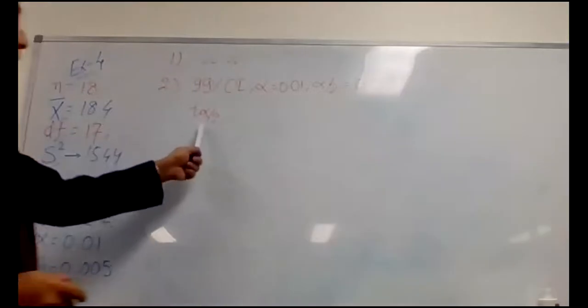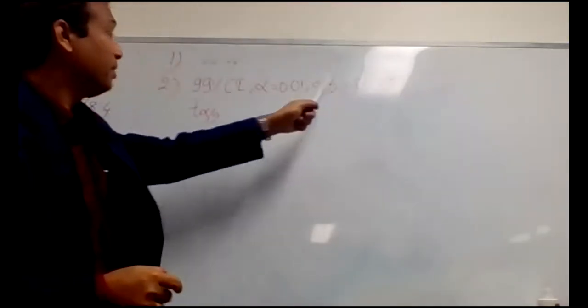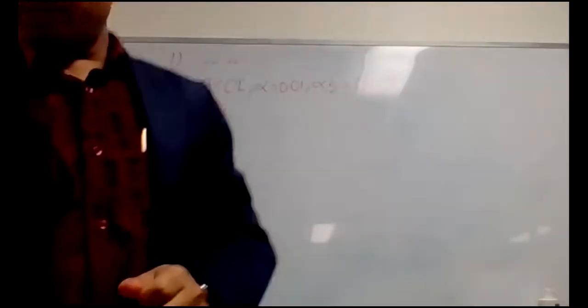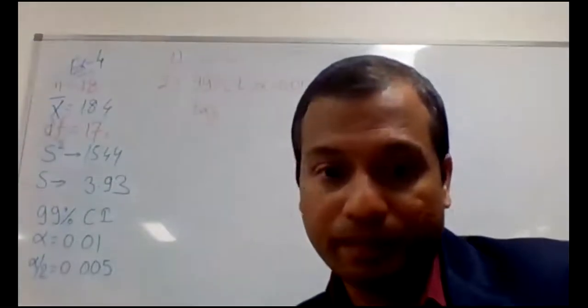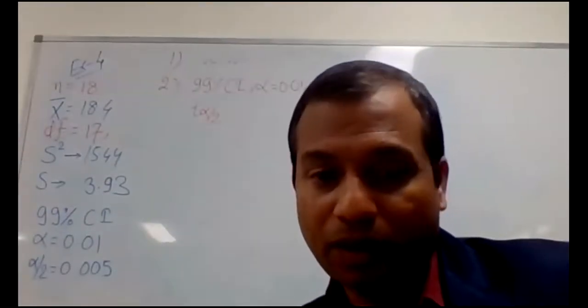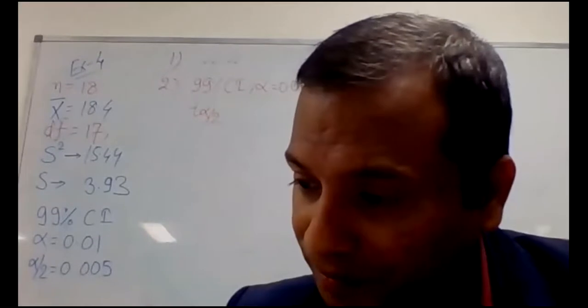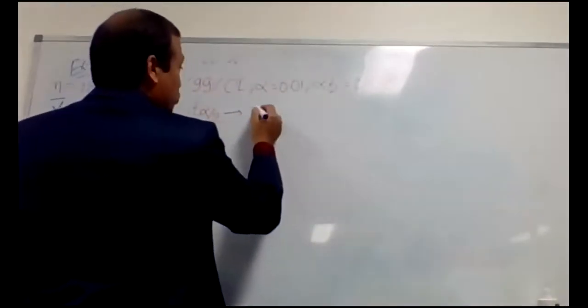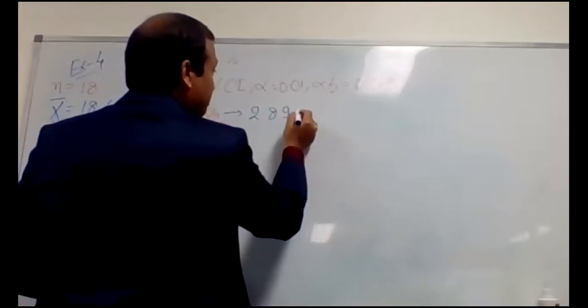So come here, get this value, T alpha by 2. What do you need? Alpha value. Alpha is 0.005, whereas with n of 18, the degree of freedom is 17. Find out this value. 2.898. Could you repeat? 2.898. Others, you should get this value, 2.898.